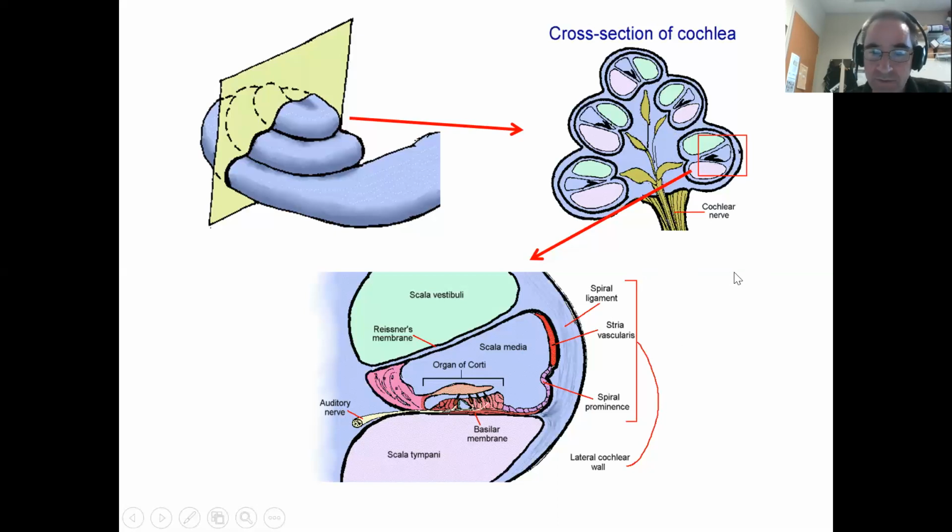Okay. The other thing I want to point out in this diagram is the stria vascularis. That's vascular, it's got blood vessels. So this is the metabolic supply: nutrients and oxygen come in through the blood vessels that flow through this tissue here. Okay.